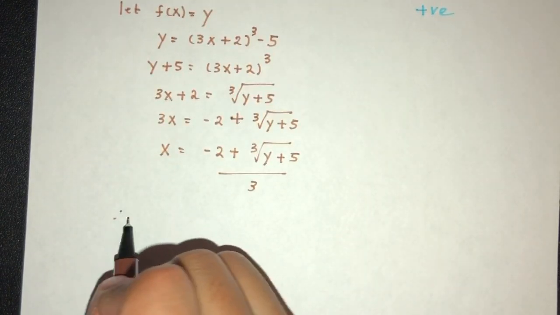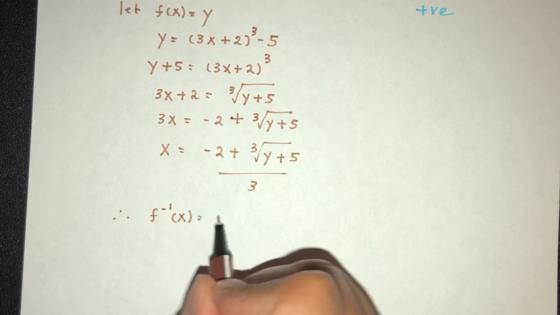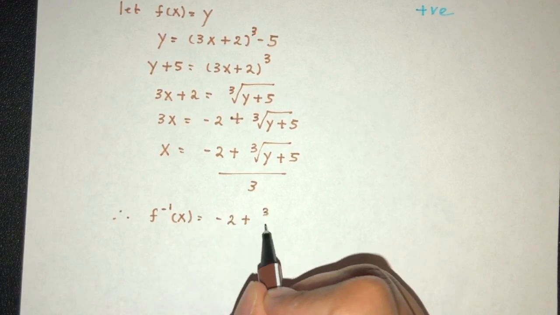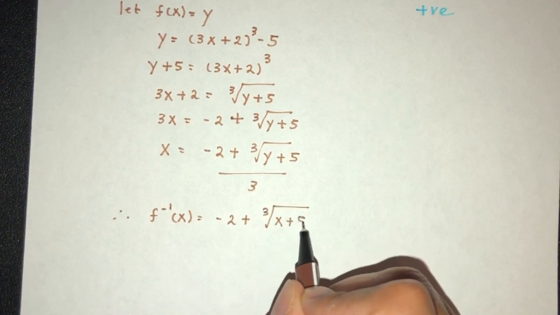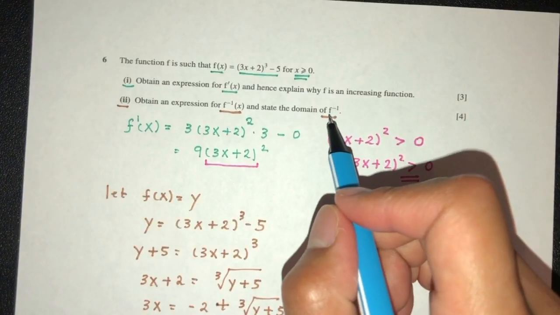Now obviously we have to write this down in terms of x. So f inverse, it is in terms of x. That will be minus 2 plus the cubic root of x plus 5, over the value of 3. Right. So now we have to also find the domain of f inverse.